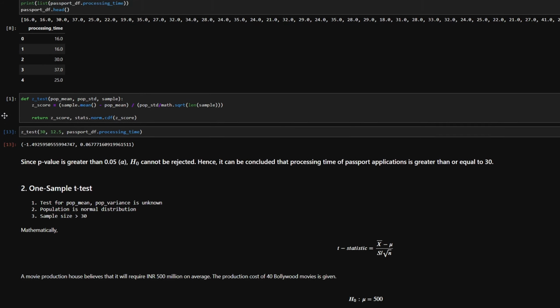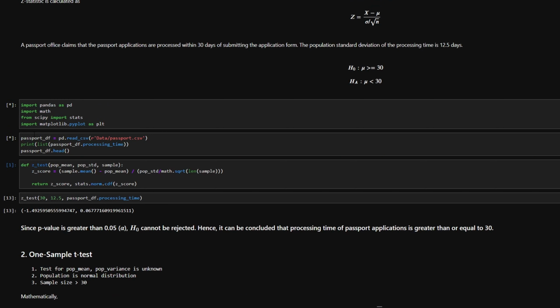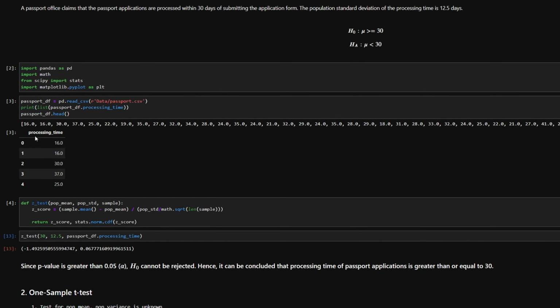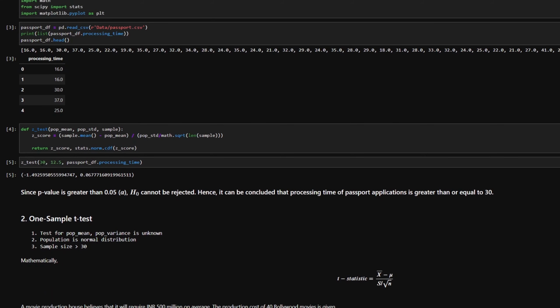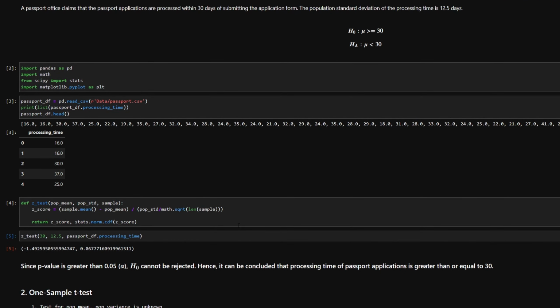So let's just run all of this. And we input the population mean and the population standard deviation and the sample that we have. Now it returns us two things. One is the z-score or the z-statistic, and the second thing is the p-value. Now, as per the norms of hypothesis testing, if the p-value is greater than the significance level alpha, which we have defined here as 5%, then the null hypothesis cannot be rejected. That means the processing time of the passport applications is greater than or equal to 30. So we have accepted the null hypothesis.